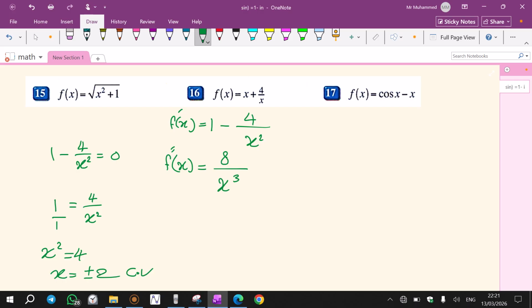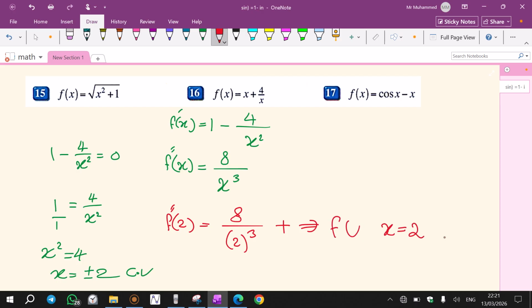Put 2 and negative 2 into the second derivative. f double prime of 2 is 8 over 2 to the power 3, that's positive. If f double prime is positive, f is concave up, that means x equals 2 will be a minimum.